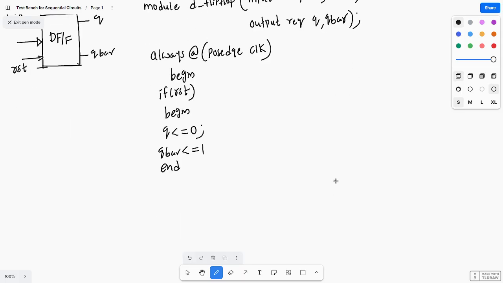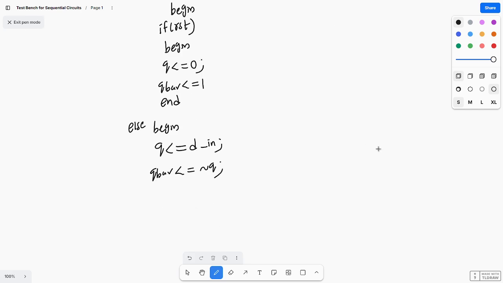If reset equal to 1, we are resetting the output of the flip flop. Else begin, Q is non-blocking with D underscore in, whatever the D input is that is coming to Q, and Q bar I can write as not of Q. Q bar is not that important; the main important one is Q only. Then end.